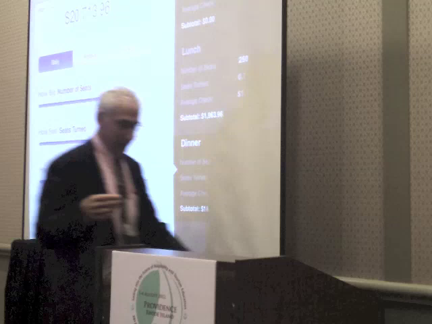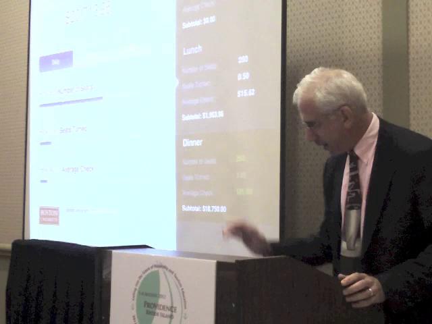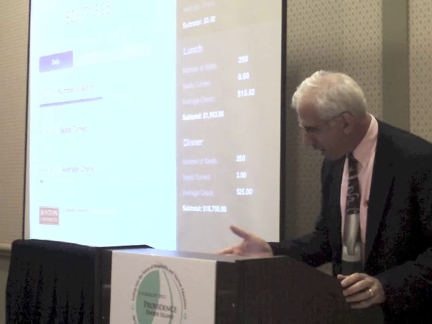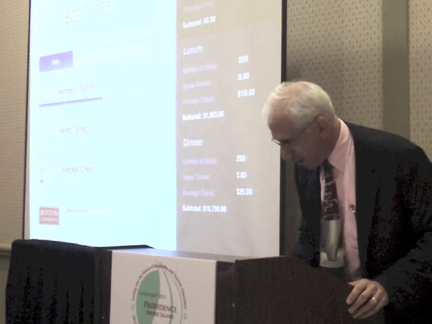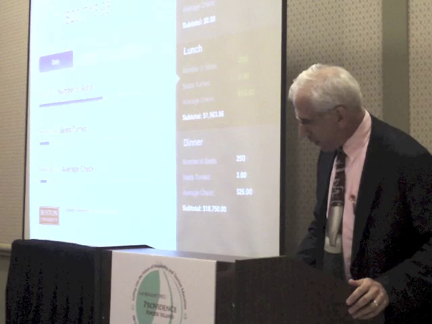So for example, we have these little slides. We have breakfast, lunch, and dinner. For breakfast, we can take the seats. Right now we have no seats turned because they don't do breakfast, so there's no revenue there. If we go to lunch, we are now turning half a seat.